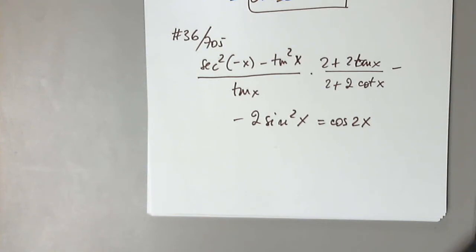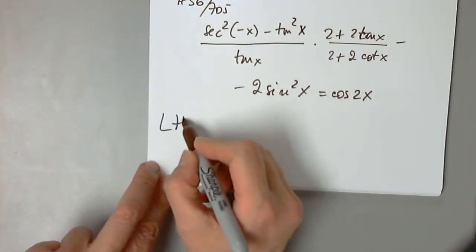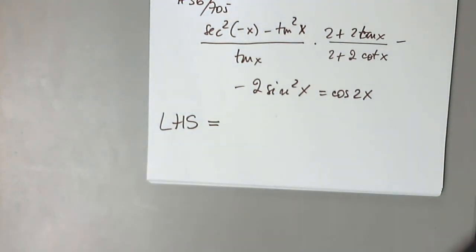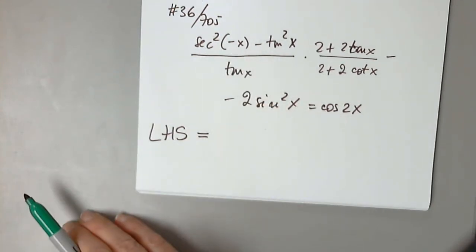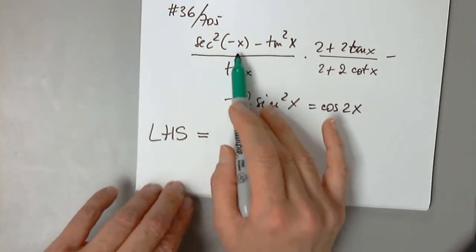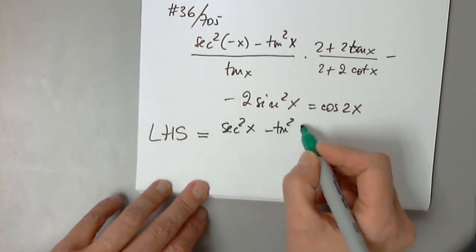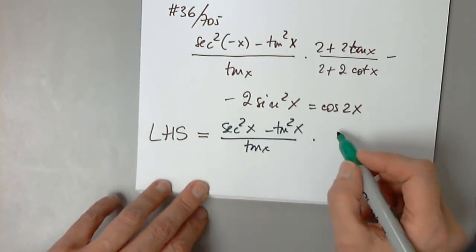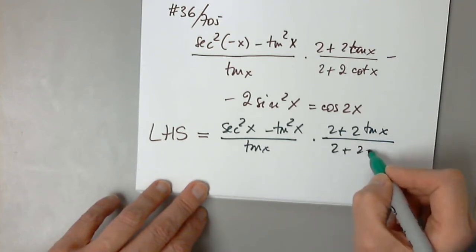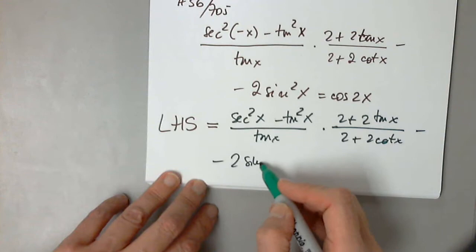So now, which of these two sides should we start with because it has a lot of work? Right, so obviously we have to start with the left-hand side. So here's how we perform the steps. Left-hand side equals. We all agreed that the left-hand side is a complicated situation, the right-hand side is just one simple function, and we start with the most complicated side. Perfect. We know that secant squared of negative x, since secant is an even function, is just a distraction, just some noise. So then secant squared x minus tangent squared x over tangent x times 2 plus 2 tangent x, 2 plus 2 cotangent x minus, leave that alone for now, sine squared x.